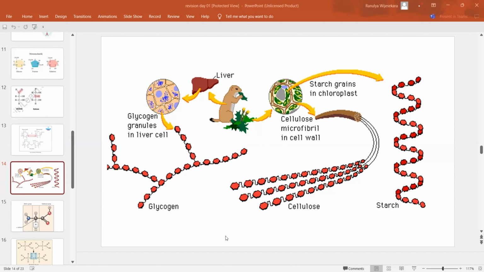Next point, cellulose is a structural polysaccharide in the cell wall of plants and chlorophytes. Pectin is present in the middle lamella of plant tissues. Next point, hemicellulose in the cell wall of plants. Next point, chitin in the cell walls of fungi and in the exoskeleton of arthropods.